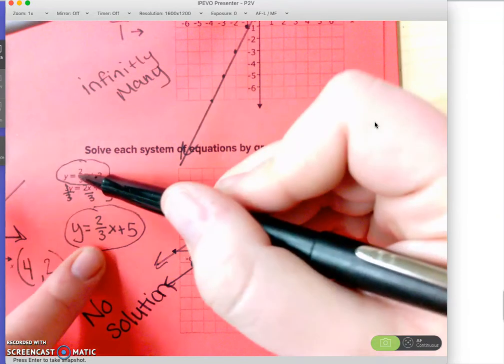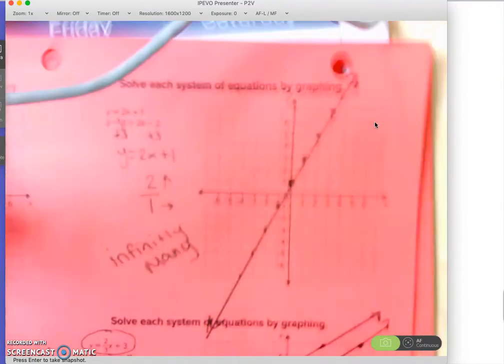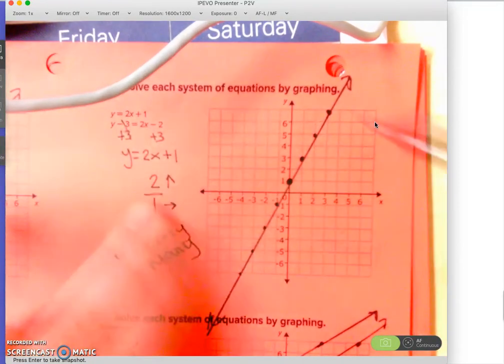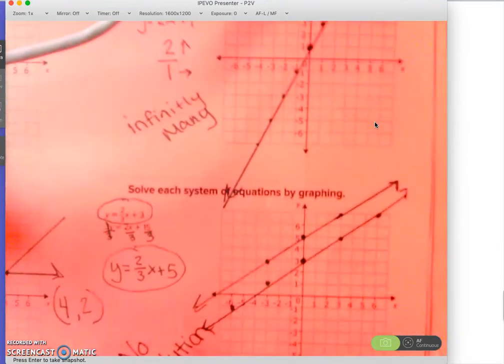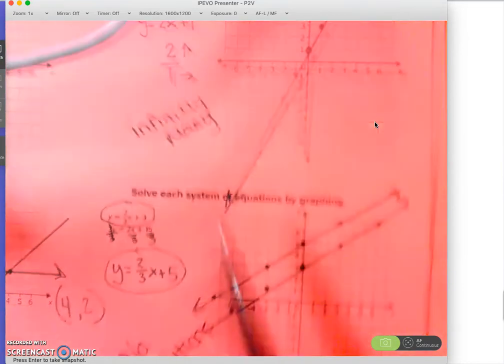Same slope, different y-intercepts. The infinitely many one, we had same slope, same y-intercept. So it's the same line, infinitely many. Same slope, different y-intercept, parallel lines, no solution. Okay?